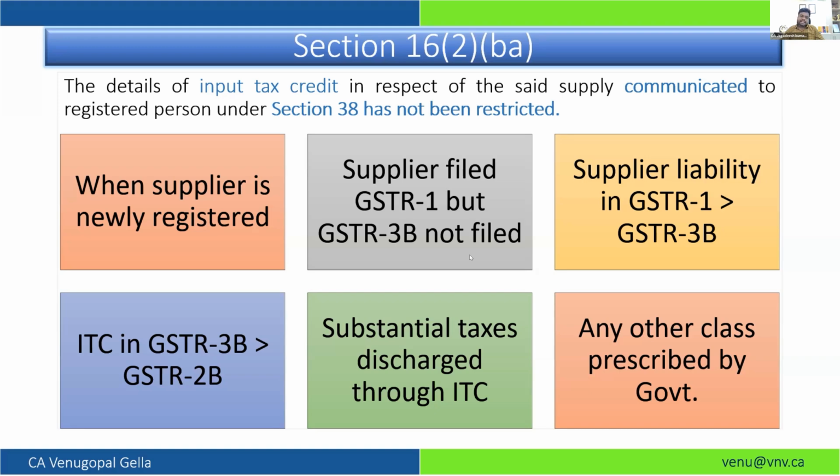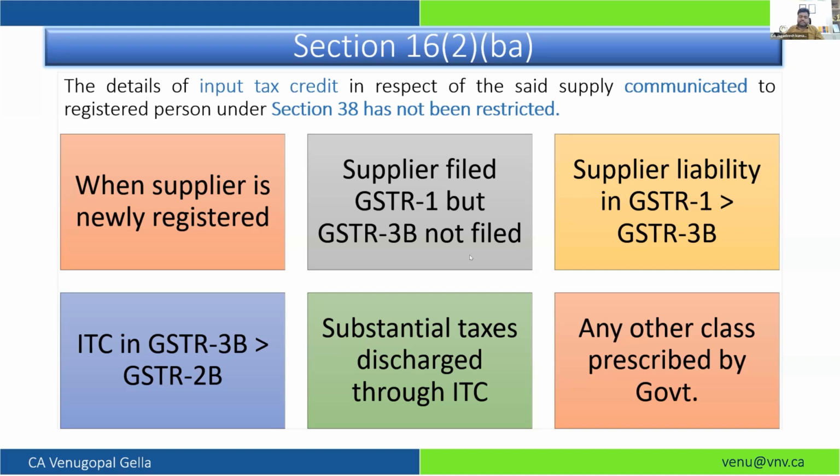And where substantial taxes are discharged through the ITC. Out of 100, if he is paying taxes using the input tax credit, the government might expect him to pay at least 1% through cash. The rules are to be prescribed for this, and for any other class as may be prescribed by the government. Maybe persons involved in fake invoicing cases may be included under this category of persons. So in all these cases, I am not allowed to avail the ITC.